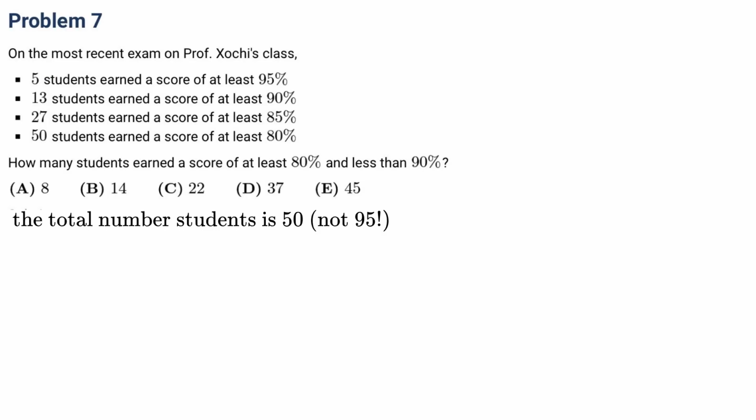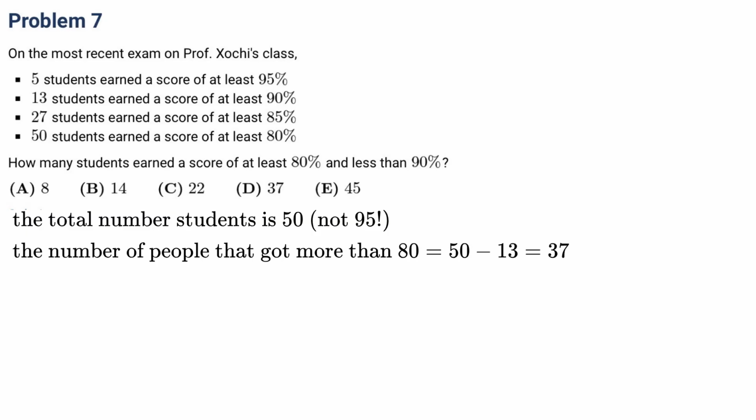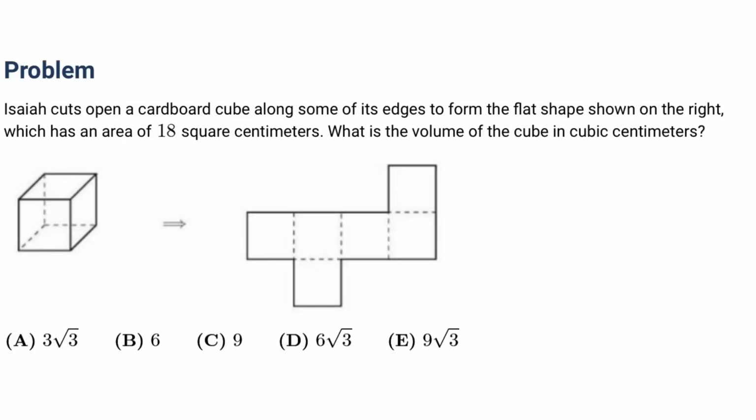This problem is tricky. The total number of students that got at least 80 is not the sum of the values, but 50. The rest of the problem is easy as you just subtract 13 from 50 for an answer of 37. Problem 8. Isaiah cuts open a cardboard cube along some of its edges to form the flat shape shown on the right, which has an area of 18 square centimeters. What is the volume of the cube in cubic centimeters?